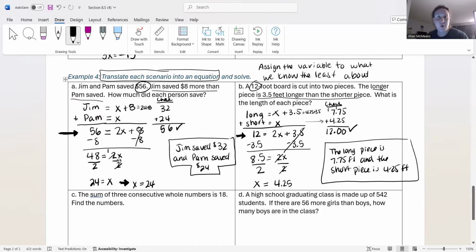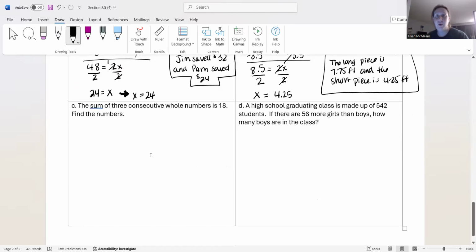Okay. So part C, consecutive whole numbers. Okay, so consecutive whole numbers means whole numbers that are in a row. So like if you're sick 3 consecutive days, you're sick 3 days in a row. So when you talk about consecutive whole numbers, they're just whole numbers. That means no decimals, no fractions, that are in a row. Okay, so we have the sum of three consecutive whole numbers is 18.